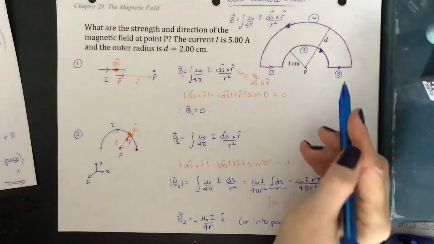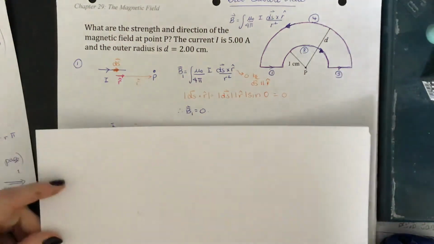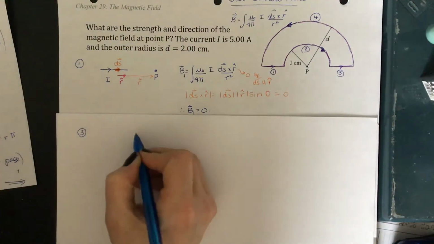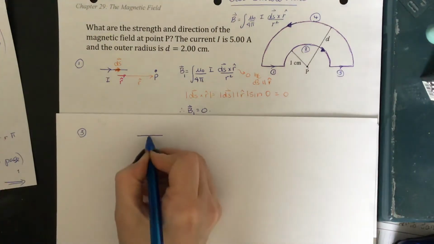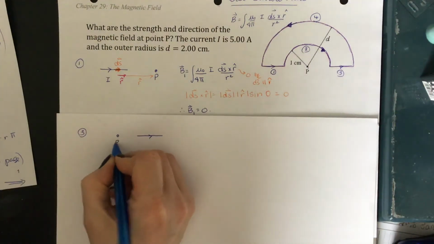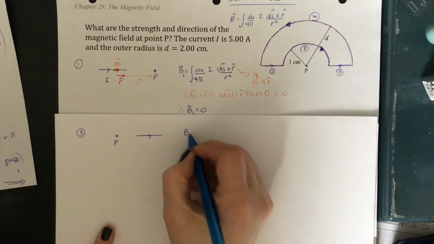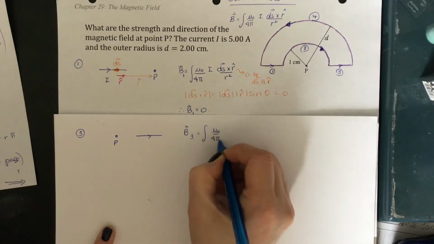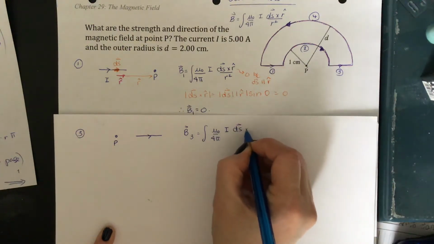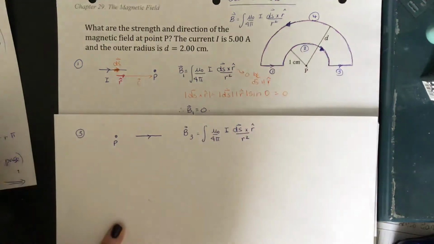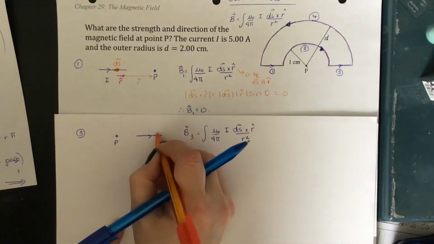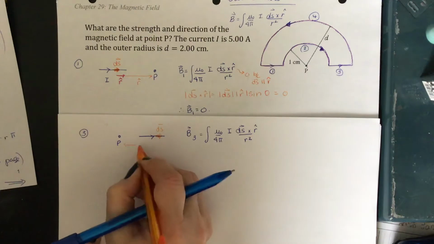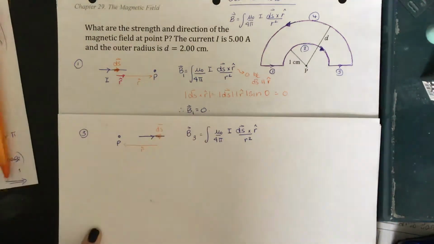Magnetic field due to segment 3. You might notice that that looks an awful lot like segment 1, so we'll use some of the same ideas. Segment 3 has current flowing this way, point P is right here. Magnetic field B3 is mu naught over 4 pi times I times ds cross r hat over r squared. ds is a little bit of the path along the wire. r is from the wire to the point. And then our r hat, of course, is in the direction of r.